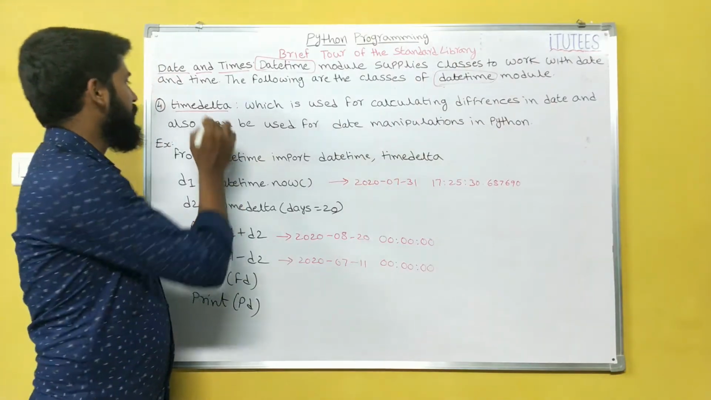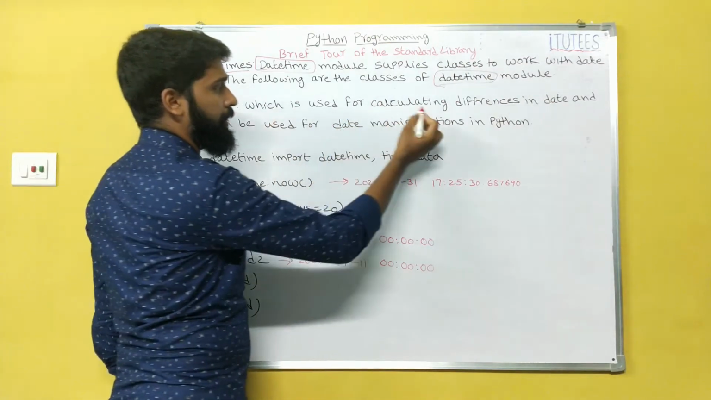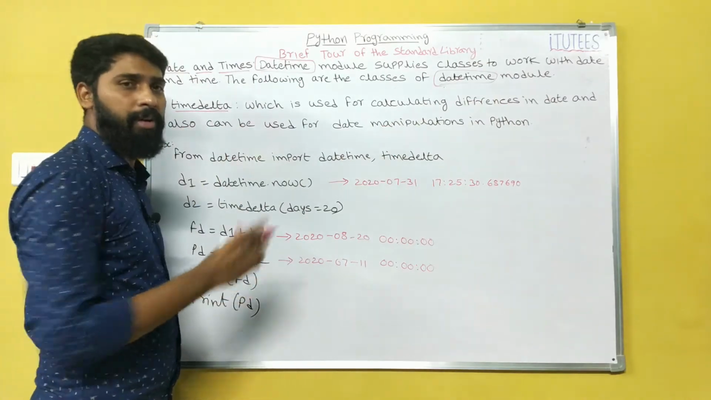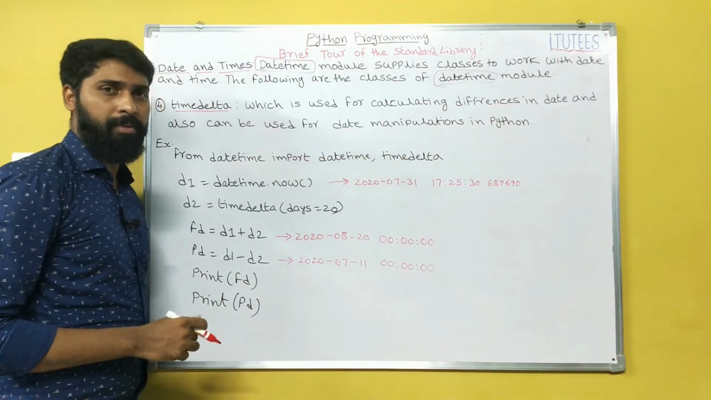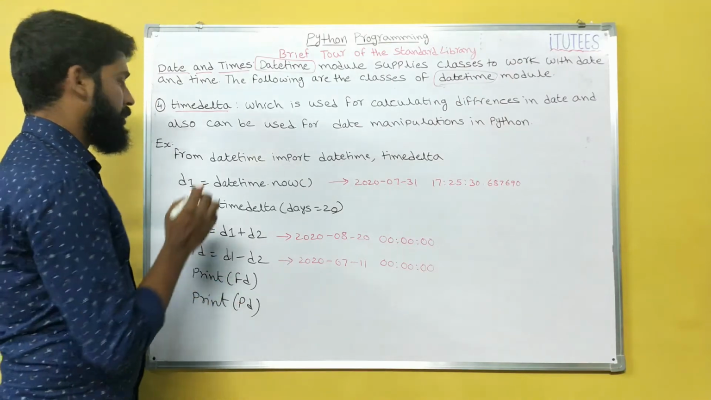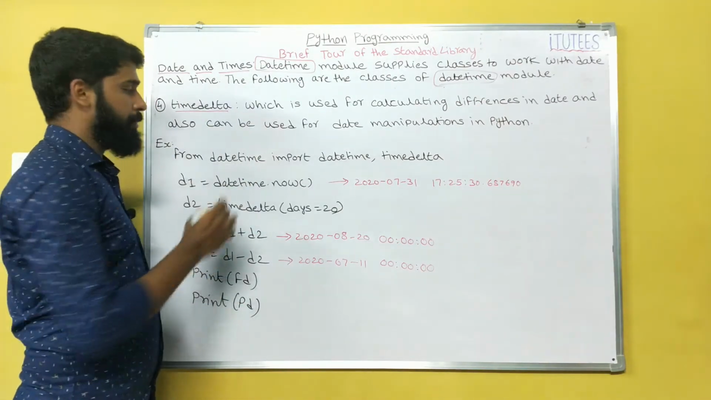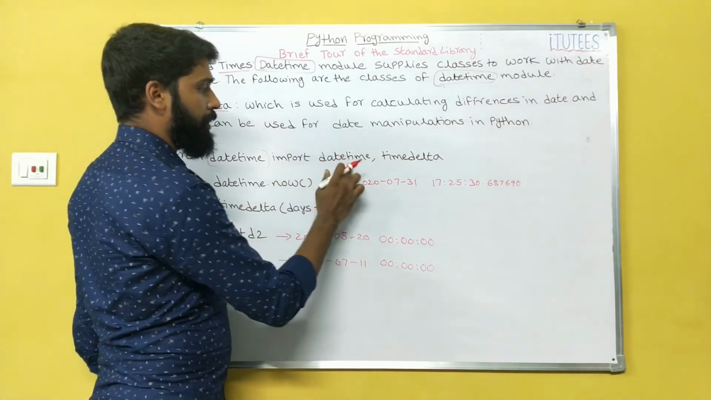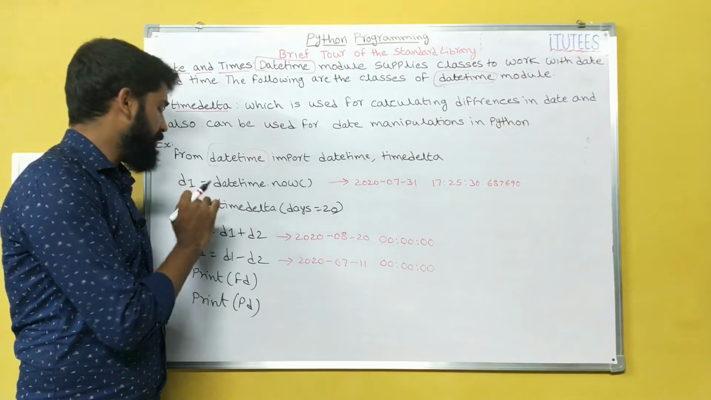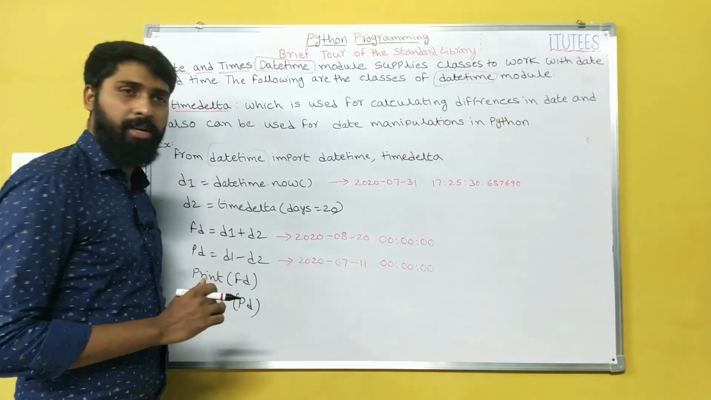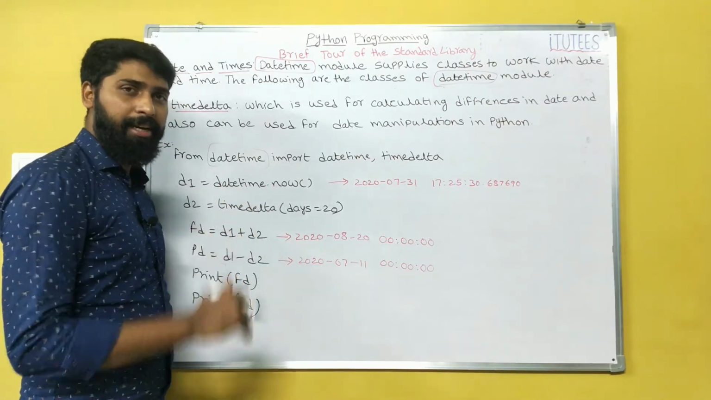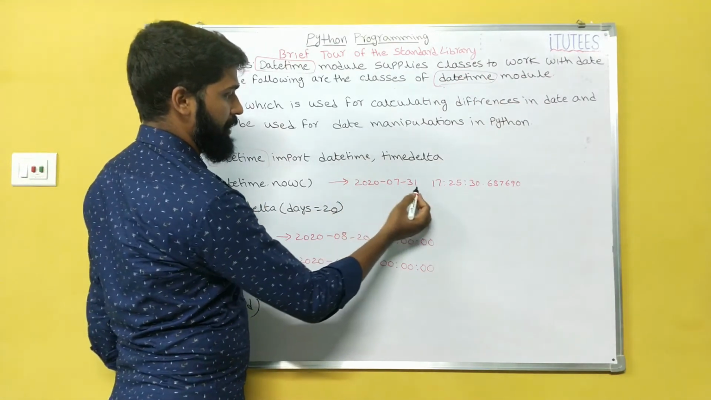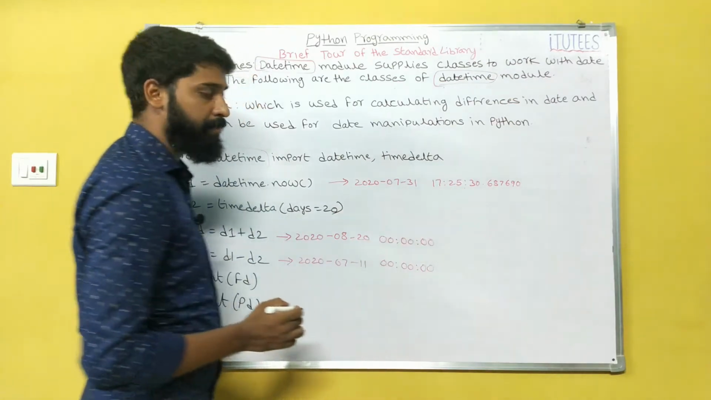The next class is timedelta, which is used for calculating differences in dates and can also be used for date manipulations in Python. We can discuss one example. How do we import timedelta? From the datetime module: from datetime import datetime, timedelta. D1 equals datetime.now. Now the current date and time is stored in D1. The current datetime is 2020-07-31, and this is the time.